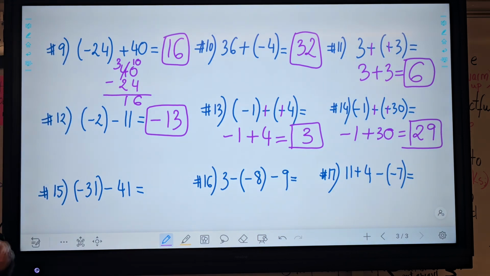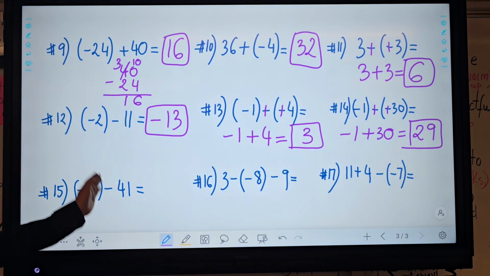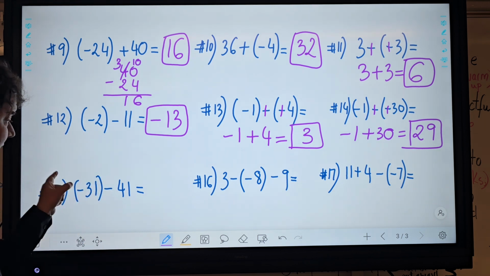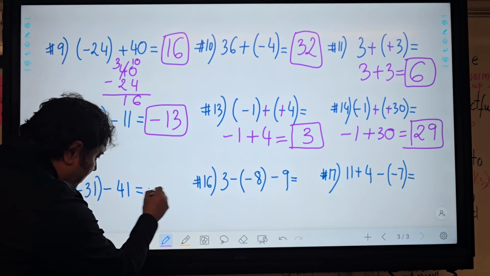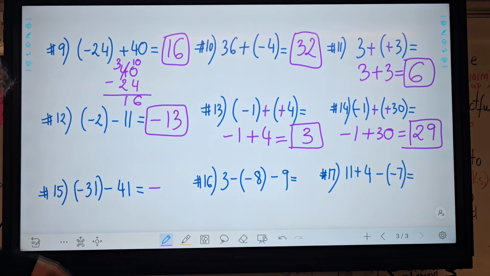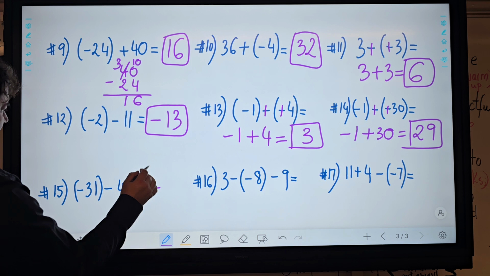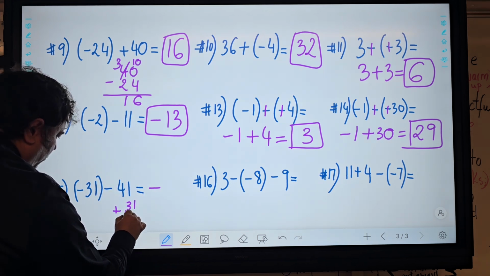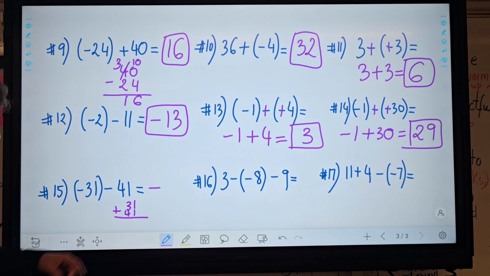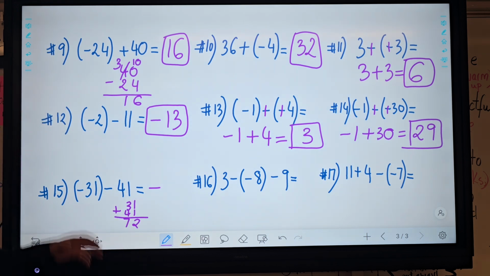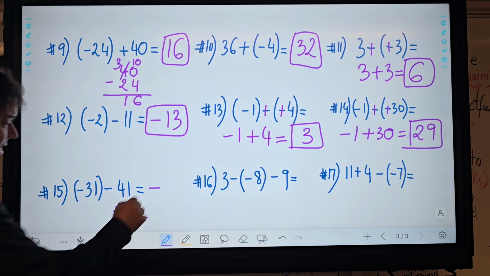Three more problems. Let's look at number 15 now. The same thing. Same signs, add. Let's add the numbers and keep the sign. So it's going to be negative in our answer. So let's add 31 plus 41, right? Let's do it here. 31 plus 41. 1 plus 1 is 2. 4 plus 3 is 7. So final answer, negative 72.